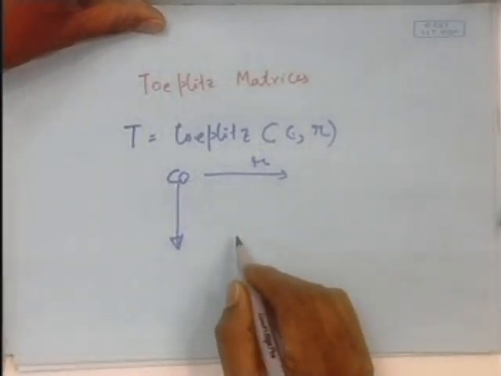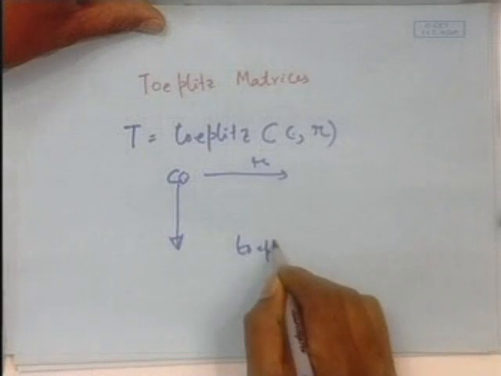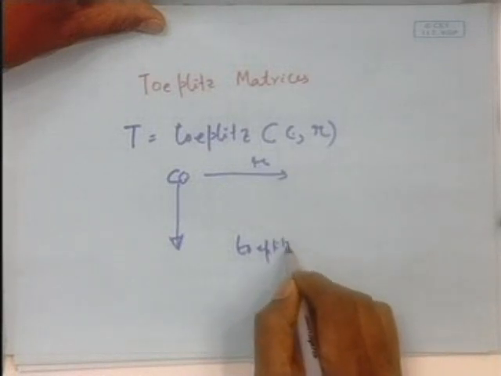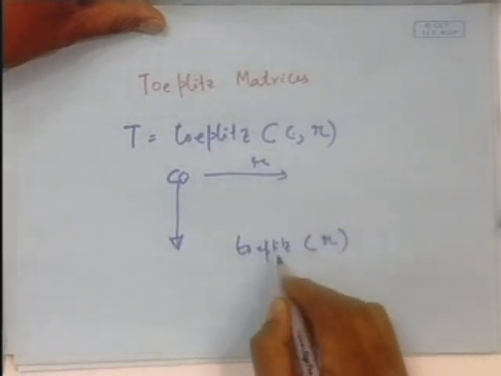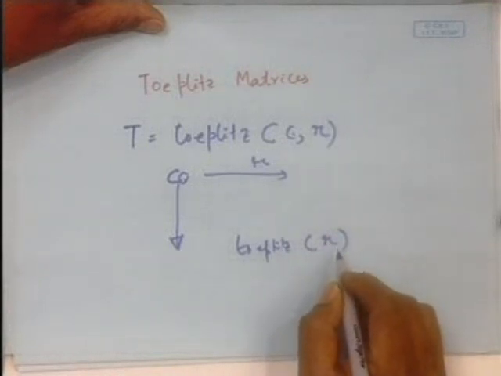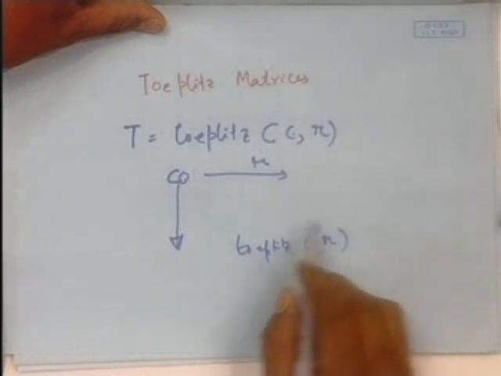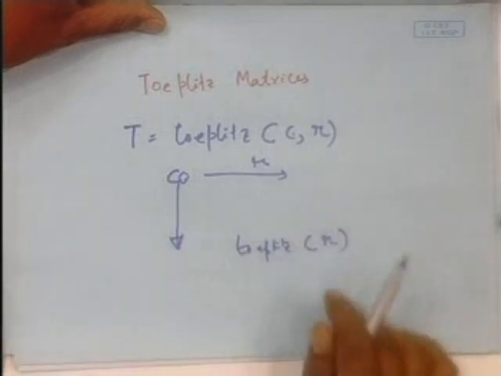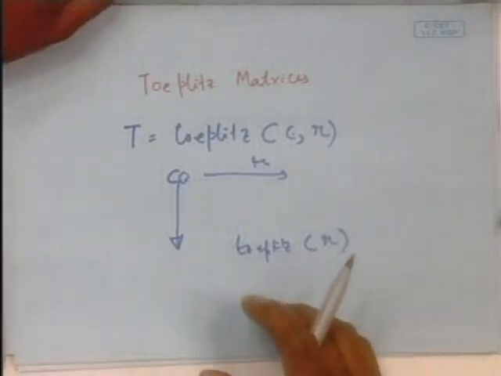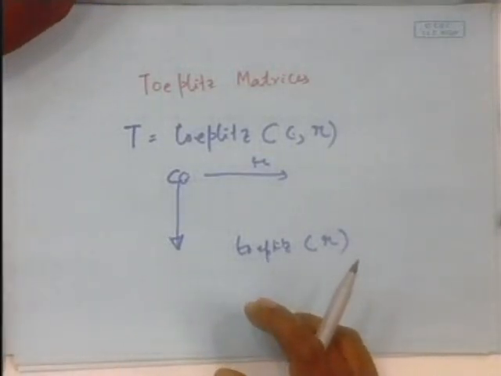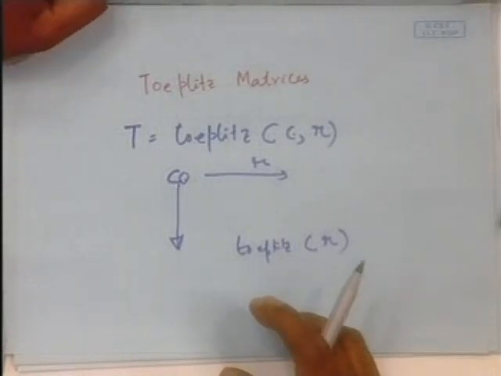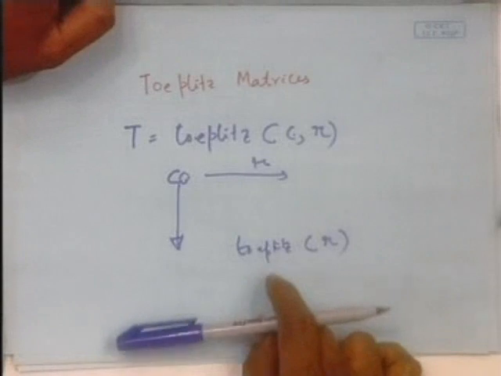But if you write Toeplitz with only R, then what will happen? It will give you a symmetric matrix, with R as the column and R as the row. Then the subsequent rows and columns will be given by rotating that R. You can see here.